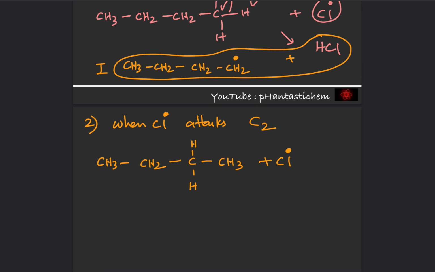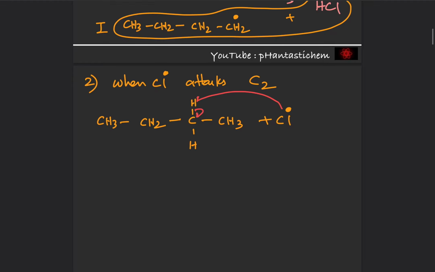So obviously this Cl radical will combine with this H radical to form HCl, and then one electron will be given here to form another radical. So let's say we get an alkyl radical CH3, CH2, CH radical, CH3 plus HCl, right? And let's say this is radical number 2.